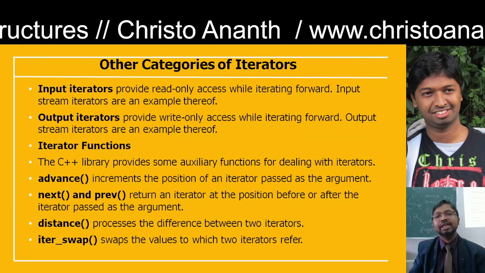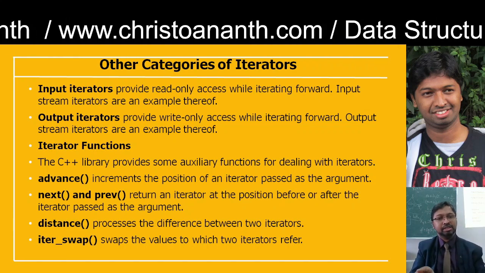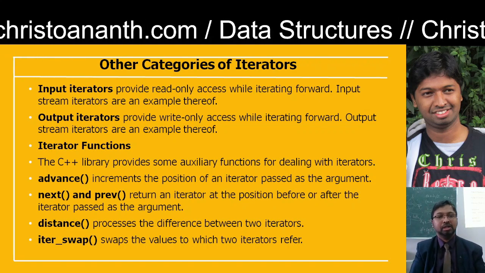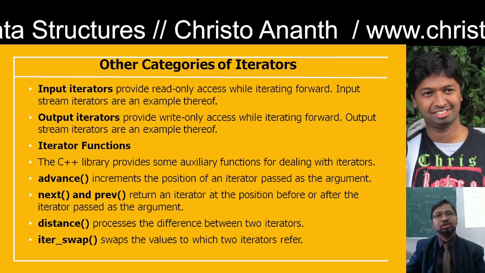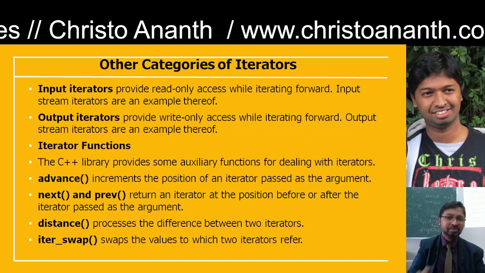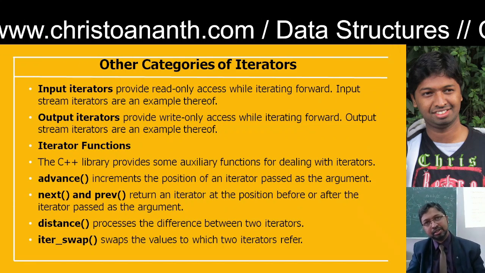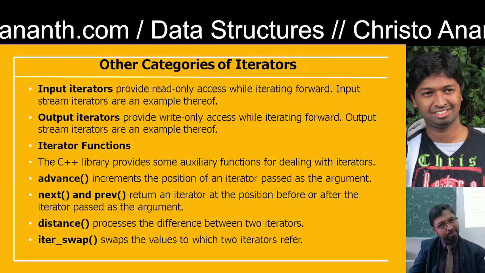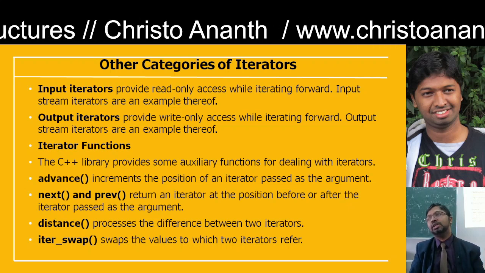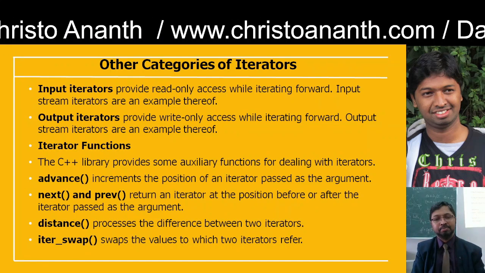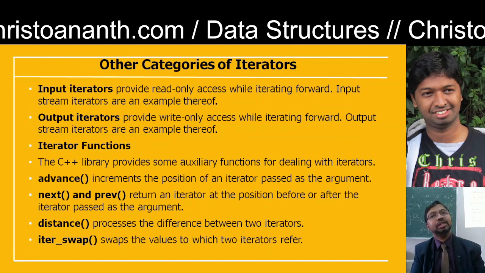Then you have iterator functions as well, for example advance, next and previous, distance, and iterator swap. Advance increments the iterator by the amount passed as an argument. Next and previous return the iterator after or before: next means after, previous means before. Distance gives the difference between two iterators. Iterator swap swaps the values to which the two iterators refer.